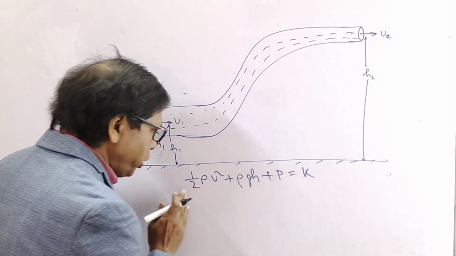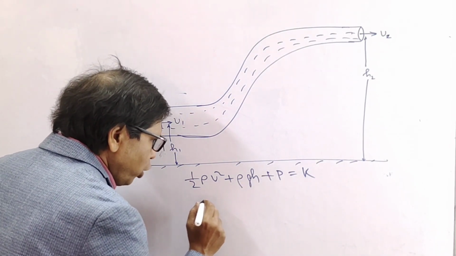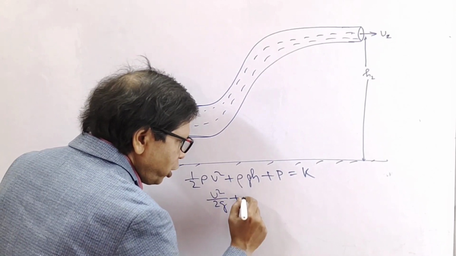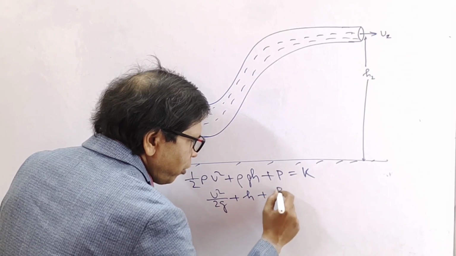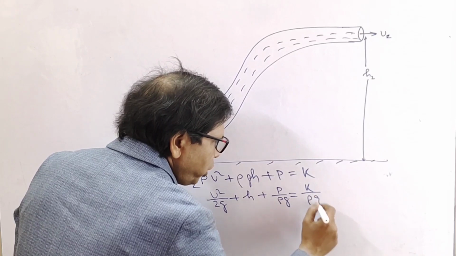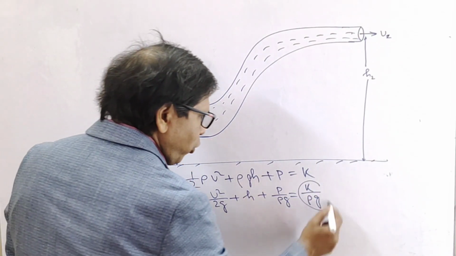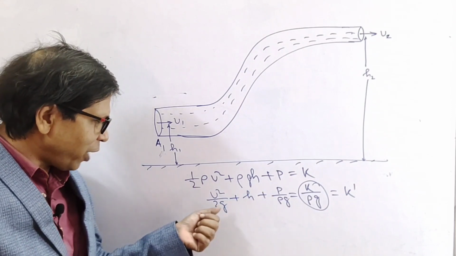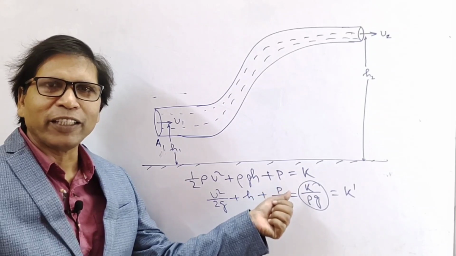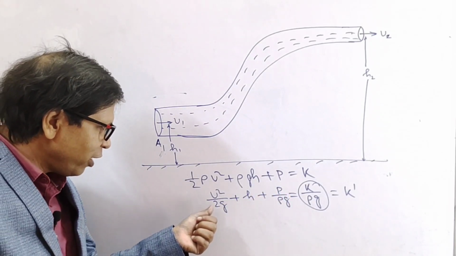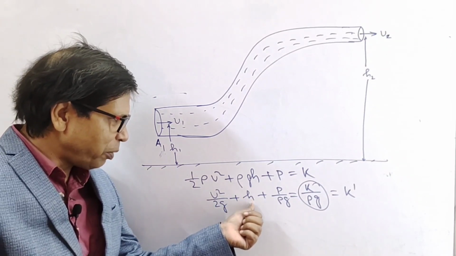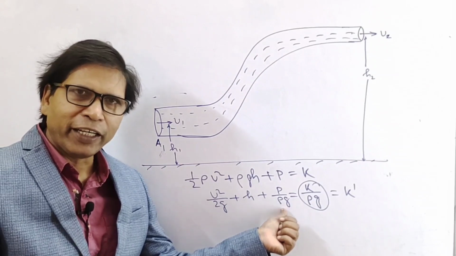Now if we divide this equation by rho g, this becomes v square by 2g plus h plus P by rho g equals k by rho g. So this is another constant, k dash. Now look at this, this has the dimension of height, this has the dimension of height, this has the dimension of height. This is known as the velocity head, this is known as gravitational head, and this is known as pressure head.